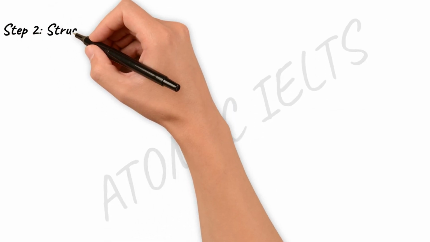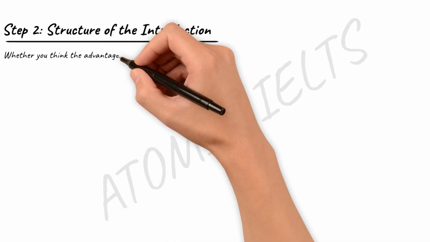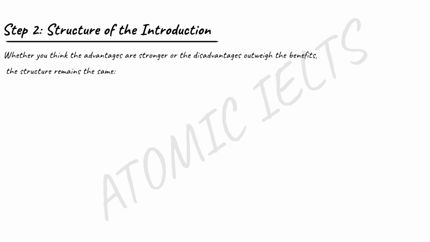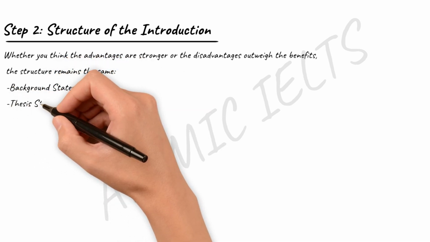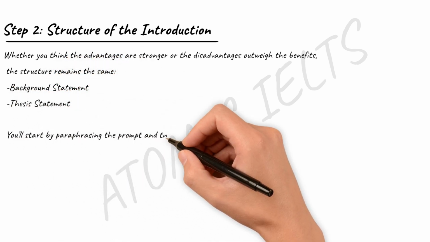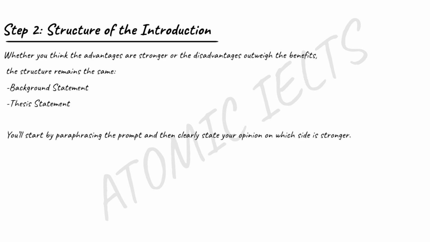Now let's move on to the structure of the introduction. Whether you think the advantages are stronger or the disadvantages outweigh the benefits, the structure remains the same. You have to write the background statement and the thesis statement. You'll start by paraphrasing the prompt and then clearly state your opinion on which side is stronger.